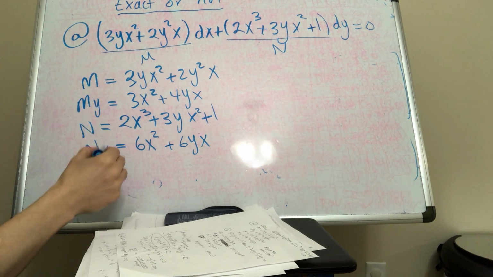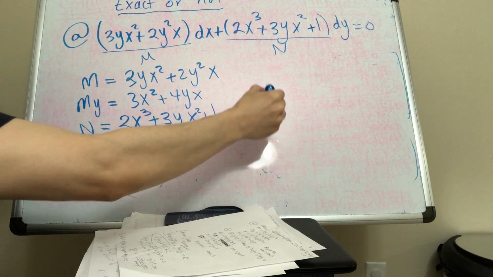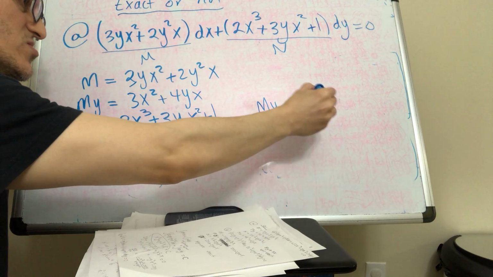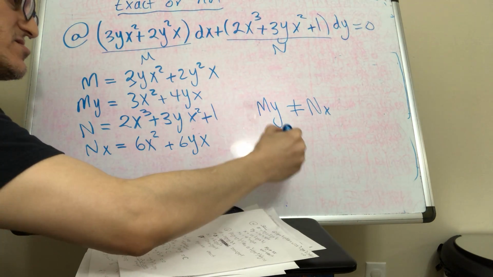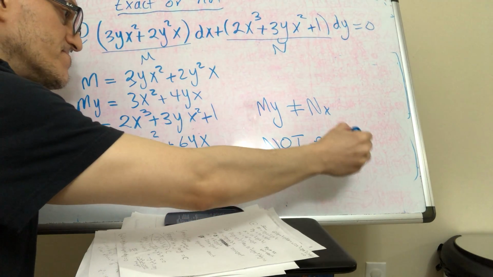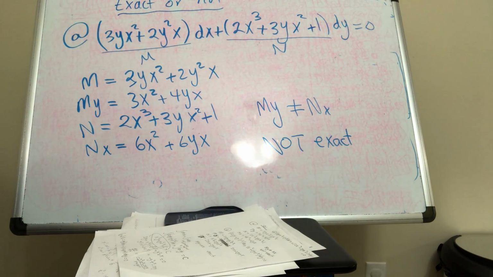Now, are these two equal? You'll see that M_y does not equal N_x, so they're not exact. Good?